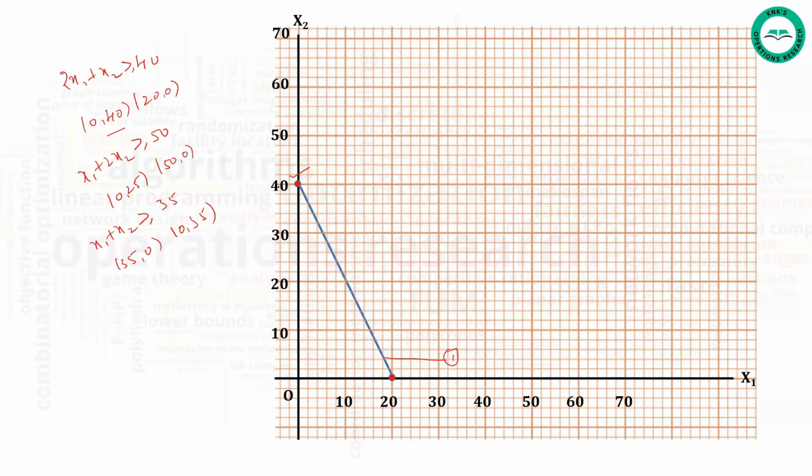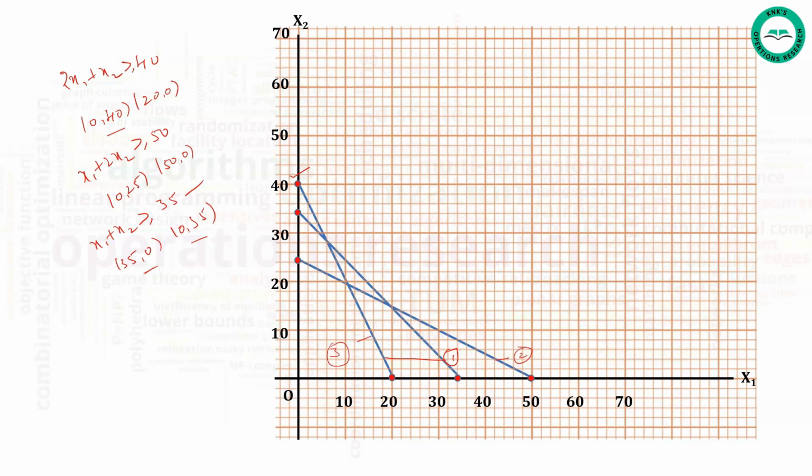Next, similarly, for x1 plus 2x2, plot (0, 25) and (50, 0). Connect these two points with a straight line. Next, the third one. The first coordinate is (0, 35) and the second coordinate is (35, 0). Connect with a straight line and mark the lines with the respective equations.